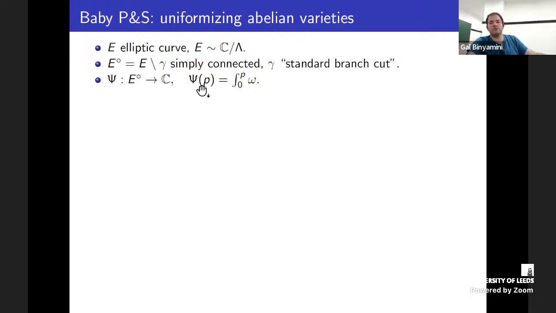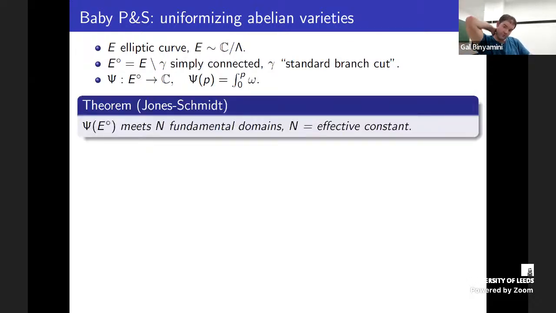And then you can consider this map going back from E to C, right? Of course, there's no map going back from E to C in general, but after you make a branch cut, you can define this map. So this map will be just the integral of the holomorphic form, and it will be a well-defined map landing in C. But it's only defined minus some branch cuts. And now there's a very nice result of Jones and Schmidt that says that the image of this map meets some fixed number of fundamental domains n, where n is an effective constant that doesn't depend on anything. It's a horrible constant, but it doesn't depend on which elliptic curve you chose.